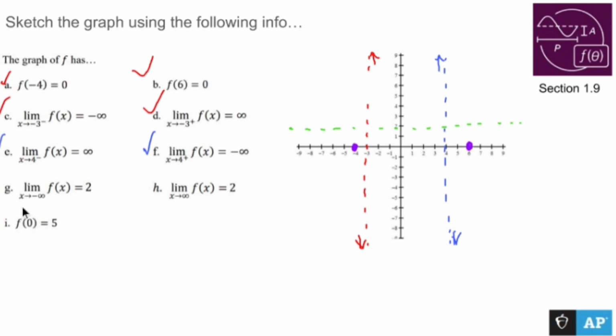Oh yeah, also, by the way, forgot to tell you, I don't know why they waited for this at the very end. At 0, I hit 5, which means at 0, I hit 5 there. So now I have everything that I need.